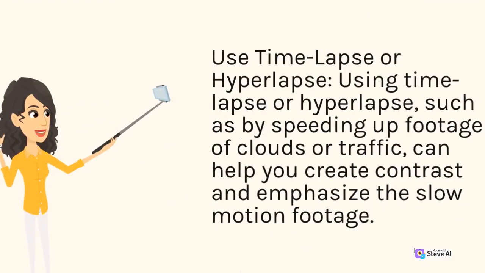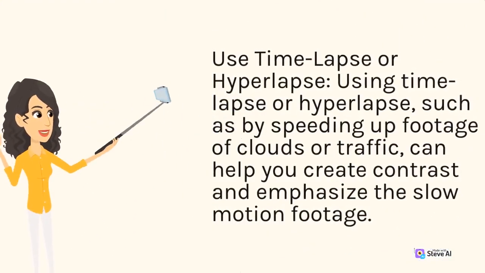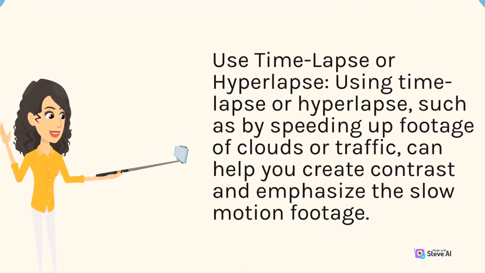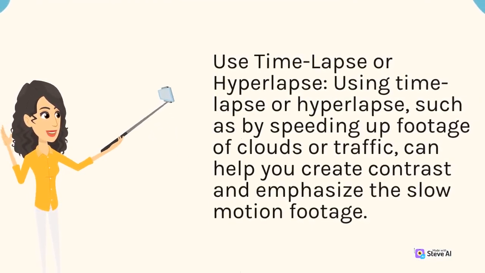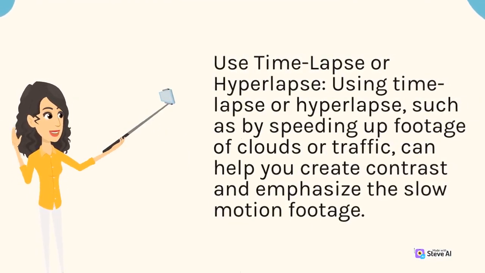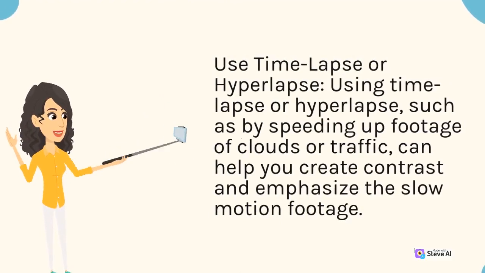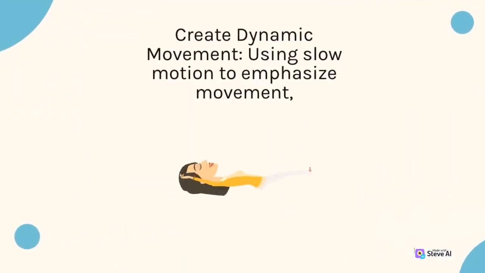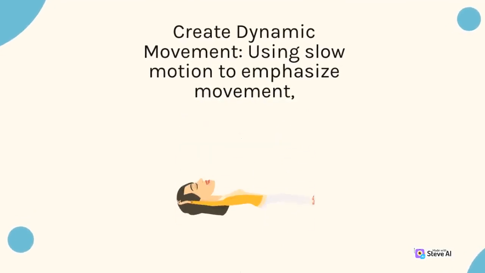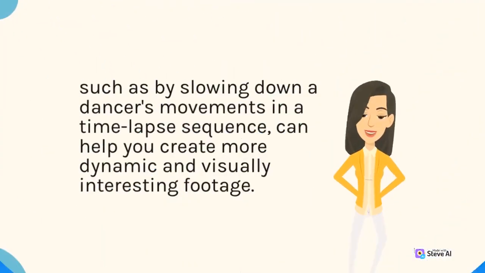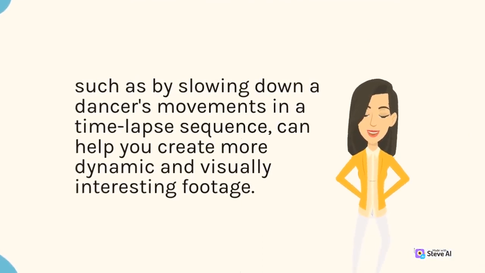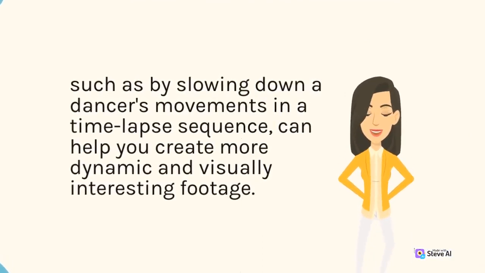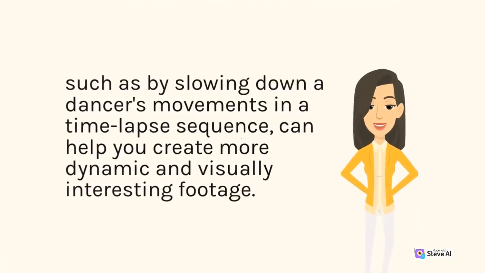Use time-lapse or hyperlapse. Using time-lapse or hyperlapse, such as by speeding up footage of clouds or traffic, can help you create contrast and emphasize the slow motion footage. Create dynamic movement. Using slow motion to emphasize movement, such as by slowing down a dancer's movements in a time-lapse sequence, can help you create more dynamic and visually interesting footage.